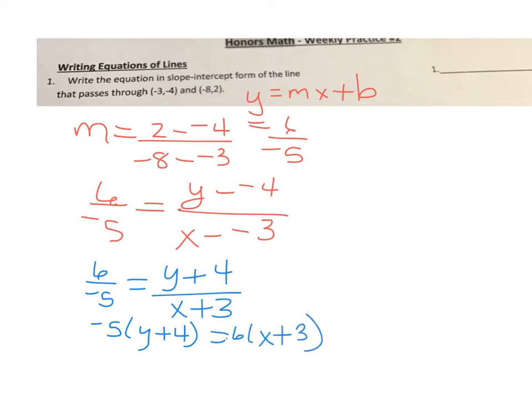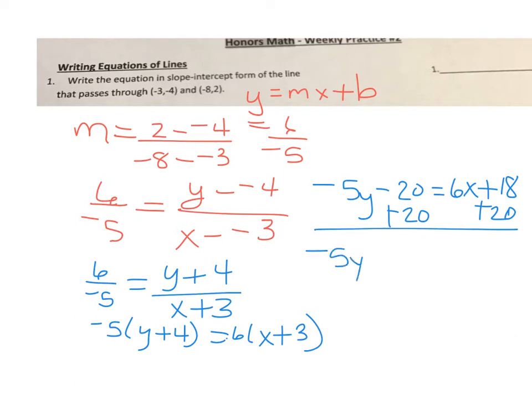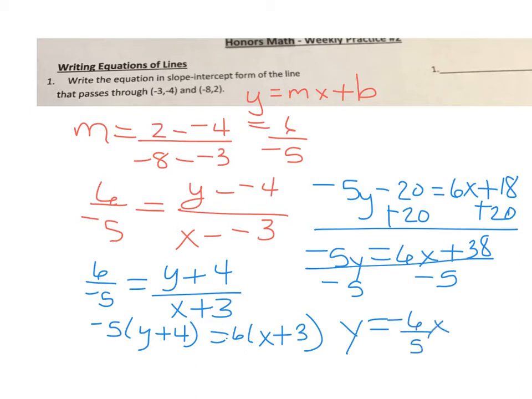When I multiply that out, I get -5y minus 20 equals 6x plus 18. For slope-intercept form, I'm going to add 20 to both sides. I get -5y equals 6x plus 38. Divide the entire problem by -5. Your answer for number 1 should have been y equals -6/5 x minus 38/5. So that's problem number 1.